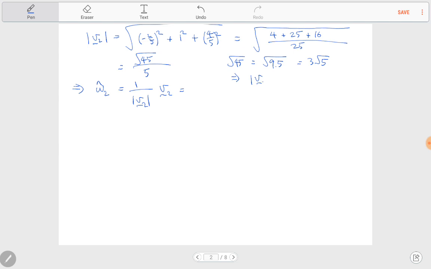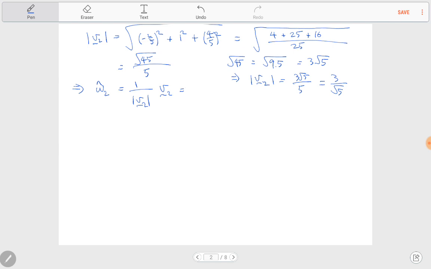So we could write that the magnitude of V2 is equal to 3 root 5 over 5, and I can rewrite that if I multiply that by square root of 5 over square root of 5, and then I'll see that this is equal to 3 over square root of 5. It's just a little bit simpler. Okay, but I'll just leave it like it is. That's fine.